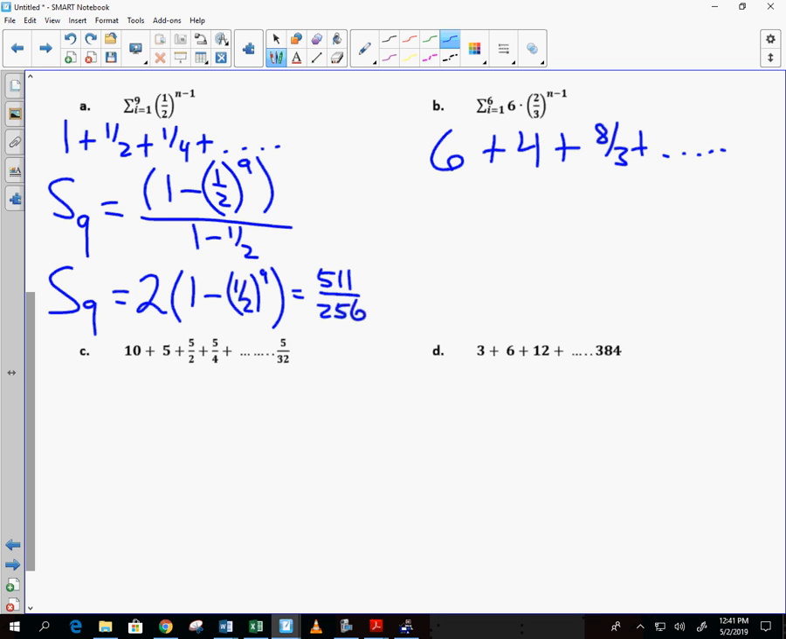So we're going to find this sum. The sum of how many terms? 6 is equal to 6 times, divided by 1 minus 2/3. What's 1 minus 2/3? 1/3. What's 6 divided by a third? 18.